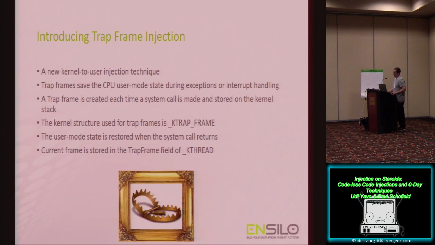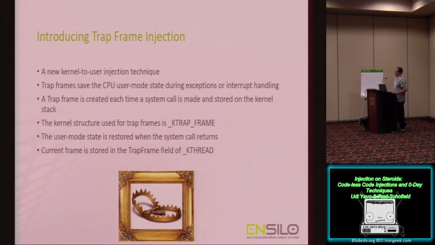we developed. We call it trap frame injection. Trap frames are created each time the CPU handles exceptions or interrupts. Basically, what it does is save the state of the user mode program on the kernel mode stack, so it will be able to restore it once the system call or exception or interrupt handling, whatever it is, is done.